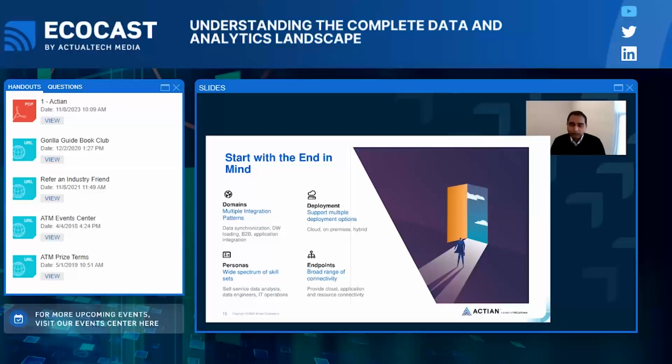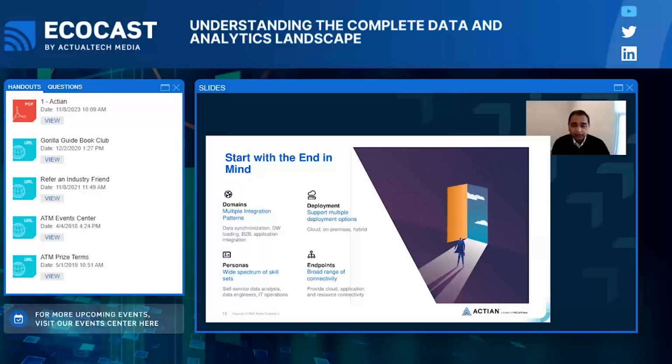And last but not least, focus on the endpoints, right? Build a broad range of connectivity so that your customers have various options in connecting to your solution and taking advantage of the product that you've built.